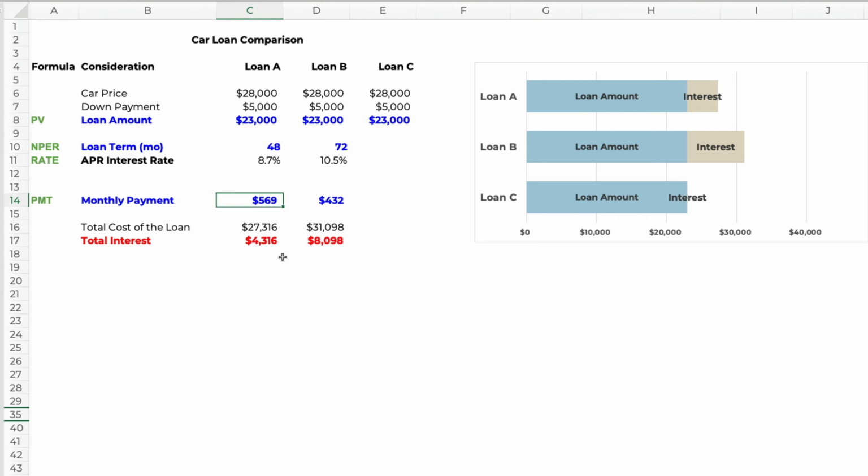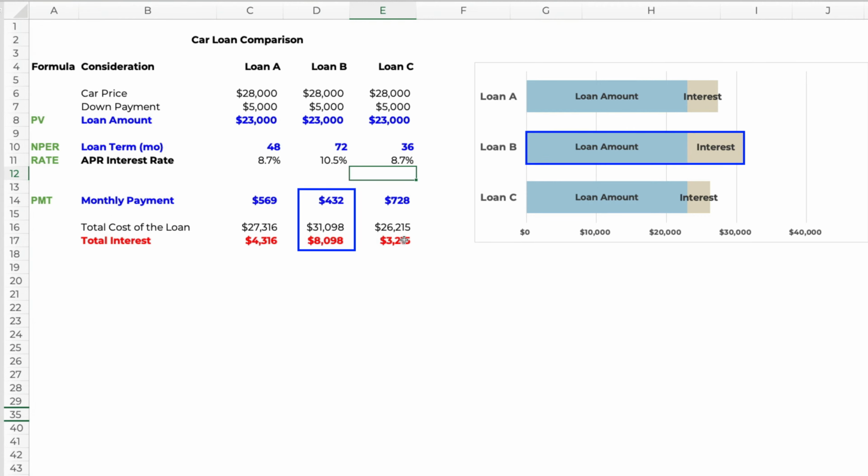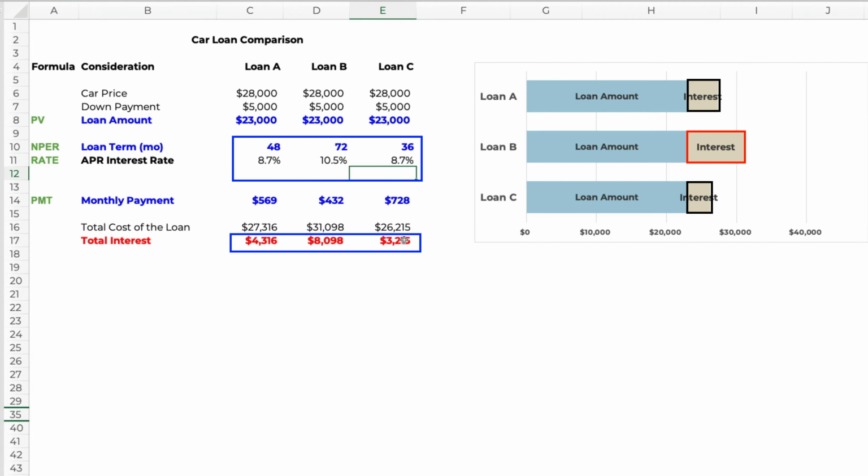However, you can see that the total interest we're paying on this loan is almost half of loan B. Now, if we compare it to loan C with a 36 month loan term and 8.7% interest rate, the monthly payment increases to $728, but we pay the least amount of interest. So you can see that the lowest monthly payment doesn't always equal the least amount of financing, and the APR along with the loan term significantly affect the total interest.